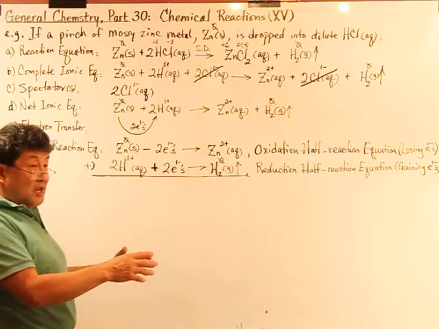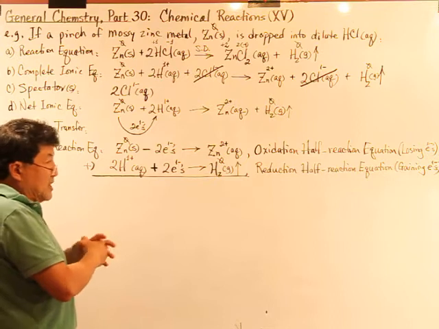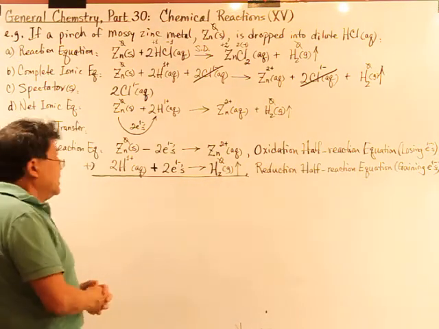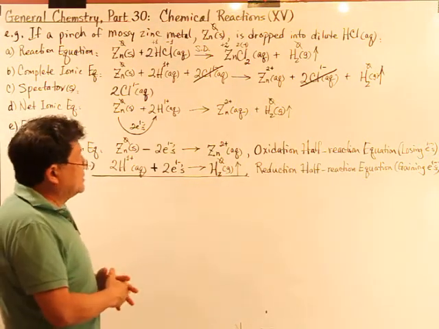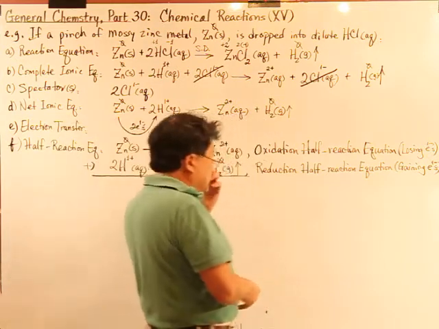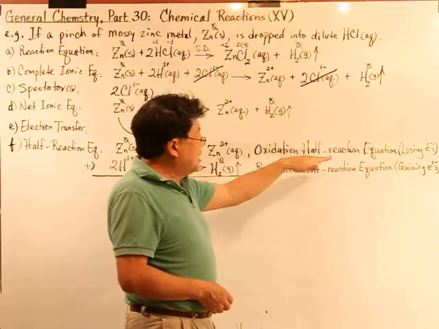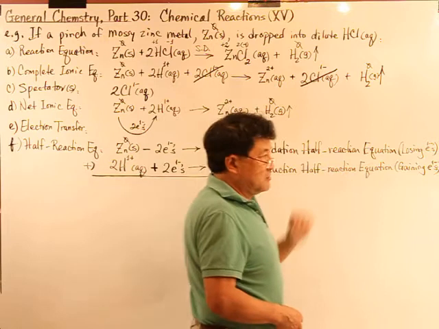What is dissociate? It dissociates out of an electron into the solution and becomes ionized. We call that process oxidation. Oxidized, right? The zinc becomes a cation, and so we call it the oxidation half reaction equation, by losing electrons.